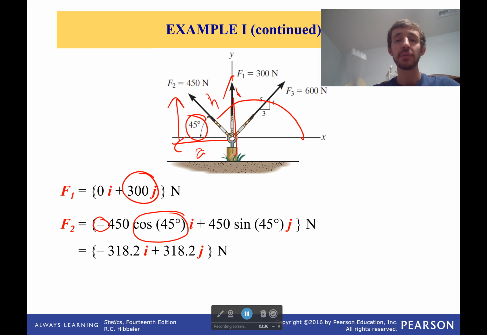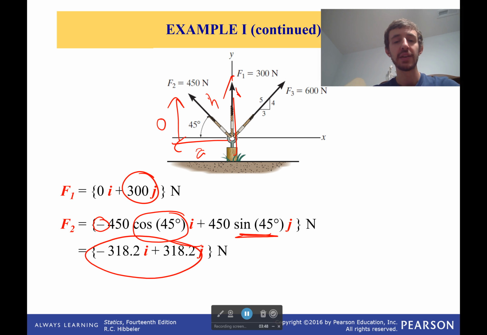And then to get the y component, we're going to do opposite over hypotenuse, which is sine. So it's sine of 45 degrees right here. Okay, and if we plug that in our calculator, we get negative 318.2 and 318.2 for both of the components.